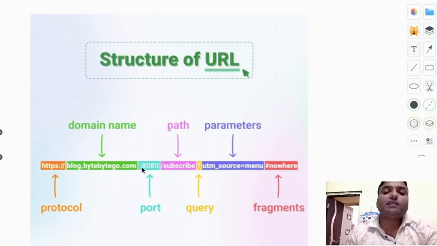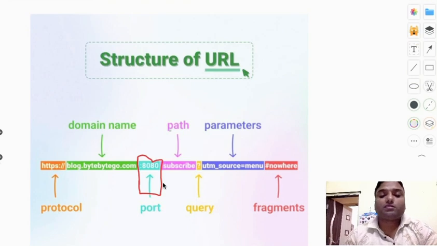Thereafter we write the port. This port is basically the port from which the web server is providing the web service. So sometimes the port also needs to be defined for that web server. Then there is the path of that file, where the file is located.